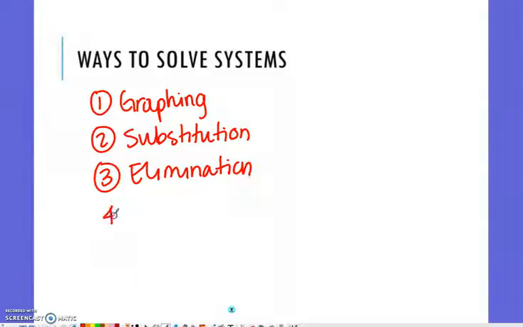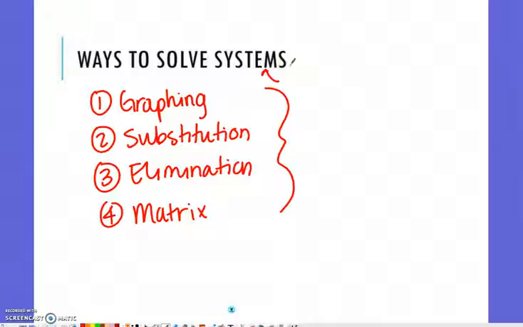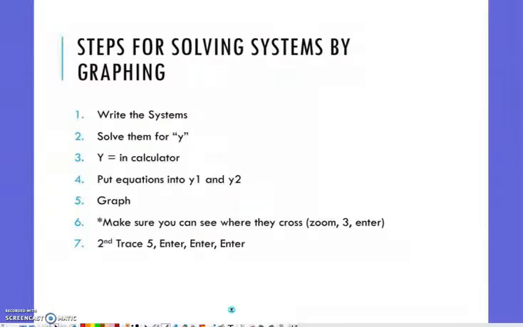And the fourth way is by something called a matrix in your calculator. Okay, we're going to spend some time working on all these, solving them all these different ways, but all of these are just 4 different ways to solve the same type of problem. If I give you an elimination problem, you could still solve it by graphing. Or if I give you a substitution problem, you could still solve it in a matrix. There's just 4 different ways to do it, basically. And we're going to be focusing on graphing today.